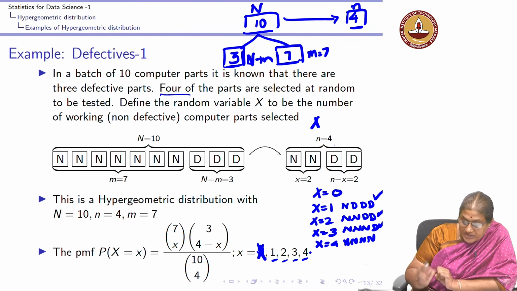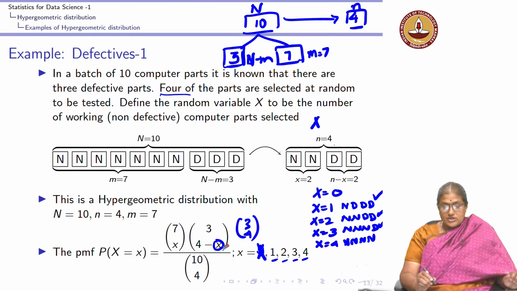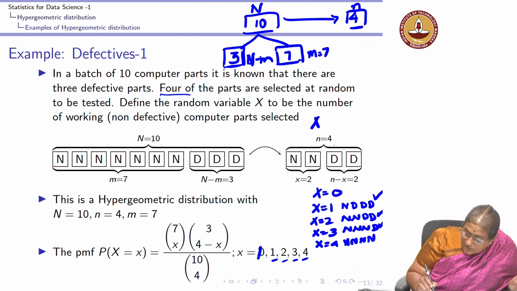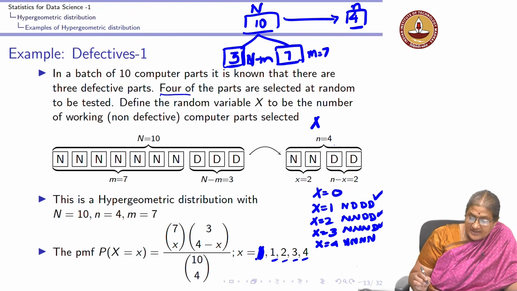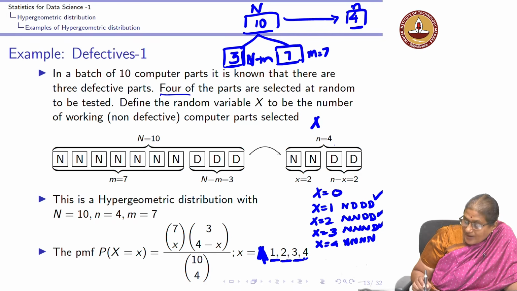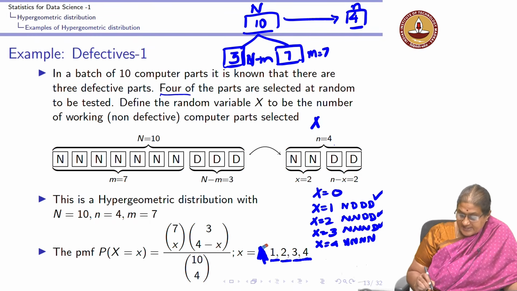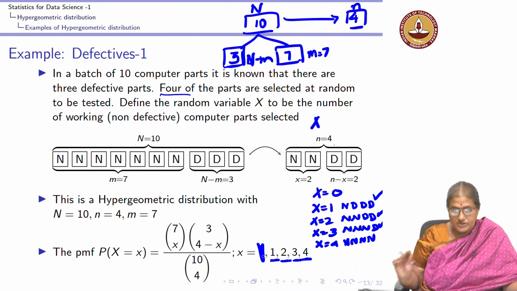Again, x equal to 0 cannot be possible because in that case this would become 3, 4, which is not possible. So, you can see that it is very important for us to understand what are the values this x can take. That is something which we need to understand. So, here x takes the values of 1, 2, 3 and 4 and the PMF, this is the range of values x can take, x cannot take the value 0.